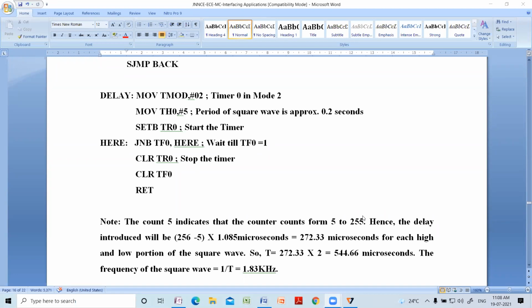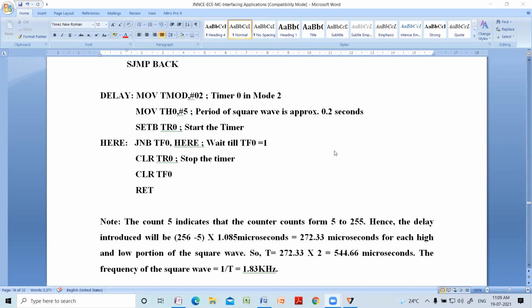-5 you have to load. That means the count 5 indicates it counts from 5 to 255. Hence the delay introduced will be 256 minus 5 into 1.085 microsecond. Total it is 272.33 microsecond for each high and low pulse. So T is equal to 272.33 into 2, which is 544.66 microsecond. So the frequency will be 1 by T. So it is 1.83 kilohertz.